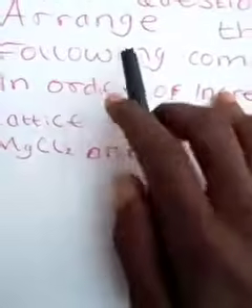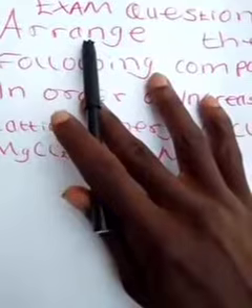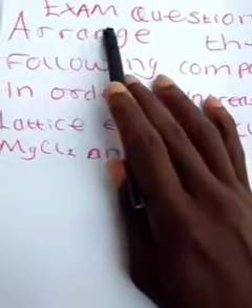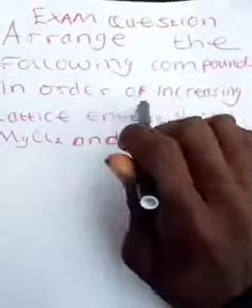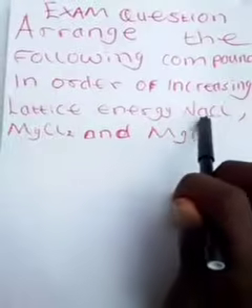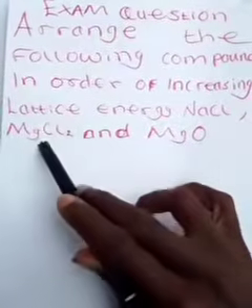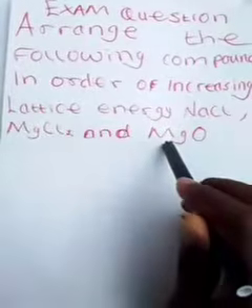Let's look at this question. So the question is saying that this is an exam question. It came in 2017. Yes. So the question is saying that arrange the following compounds in order of increasing lattice energy, where we have sodium chloride, magnesium chloride, and magnesium oxide.